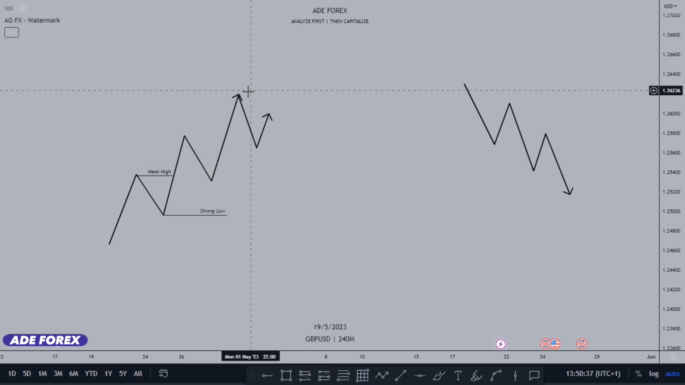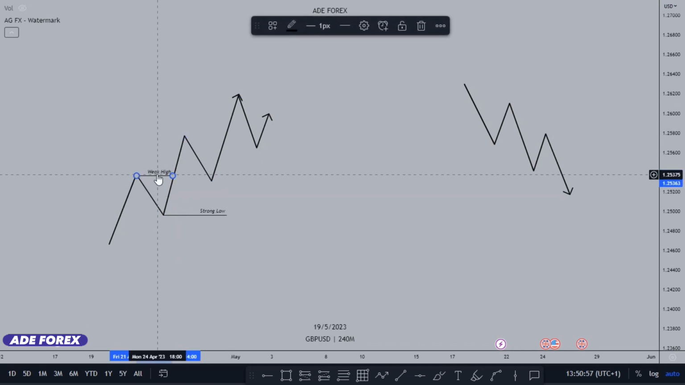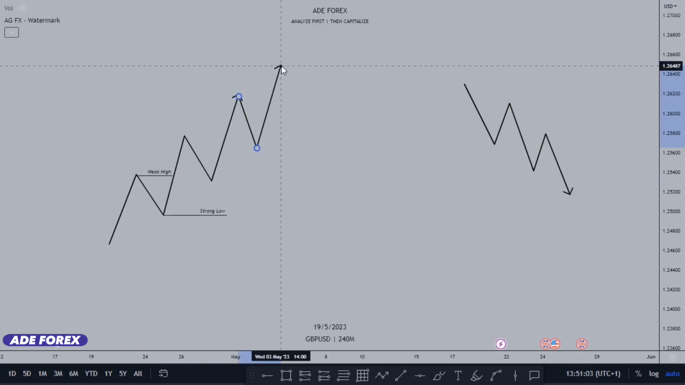So until the market has broken a weak high, we can't actually call it a strong low in a bullish trend. So that's basically the logic behind it. I hope you guys understand. I hope you got that. So in a bullish trend, we have weak highs and strong lows. The reason we call it a weak high is because it is not able to break a structure.